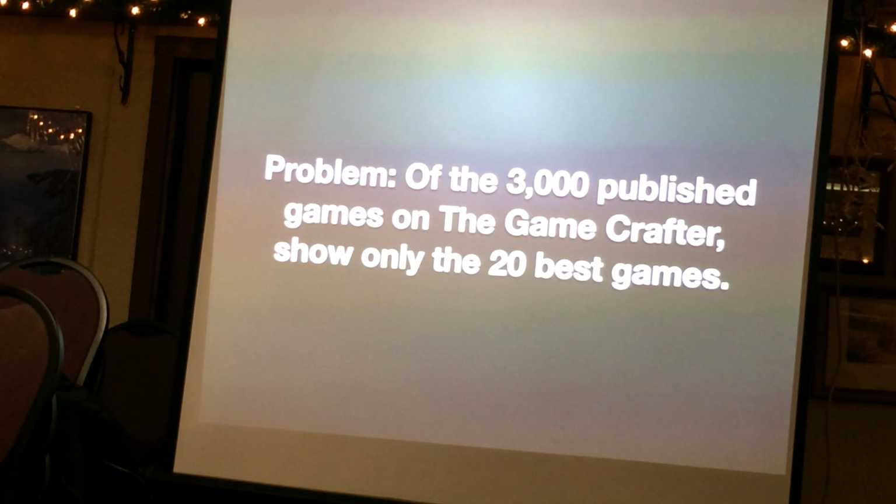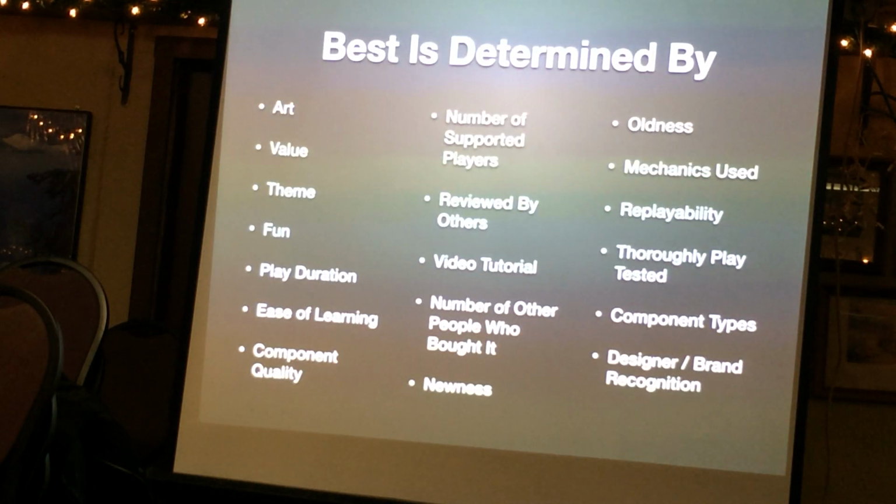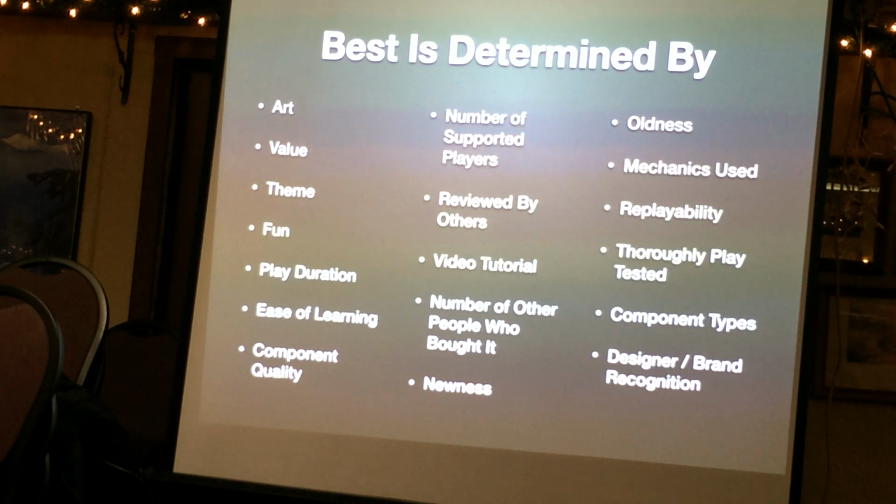So I have all these attributes that I need to figure out how to measure and put into a system. So how do I determine what is the best game to put into this system? First I need to determine what is best. What does best mean, right? How do I rank all these things? I've got art and value and theme and all these different things that I need to rank somehow.